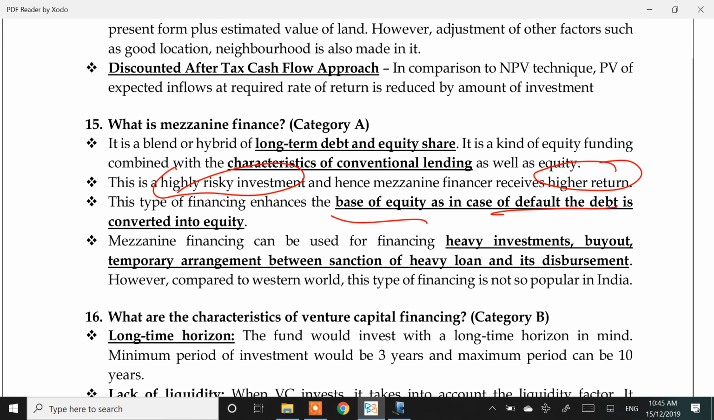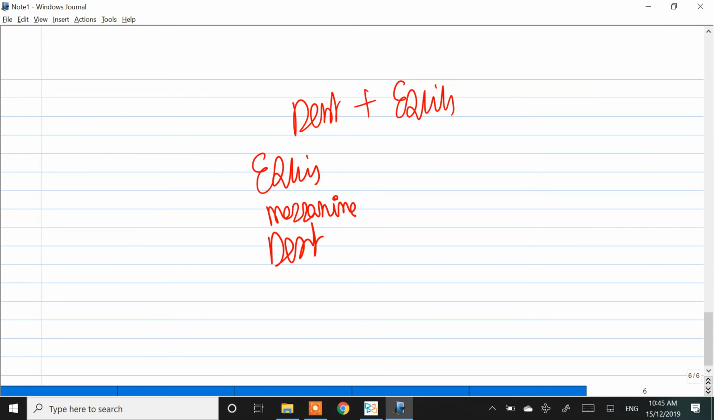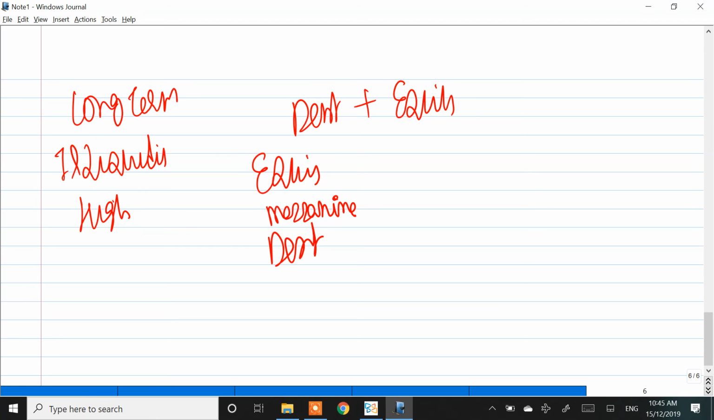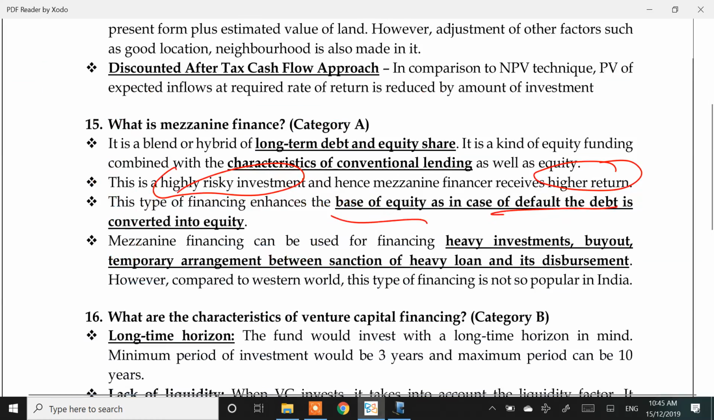Next, what are the characteristics of venture capital financing? This is also another way of getting money into the business. Venture capital will normally come for a long-term period. Liquidity may not be there. They are illiquid. There is a high risk and a high return which will come out of venture capital financing. And these guys may take part in the equity of the company.